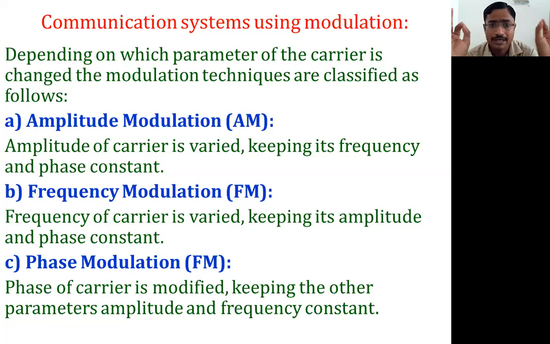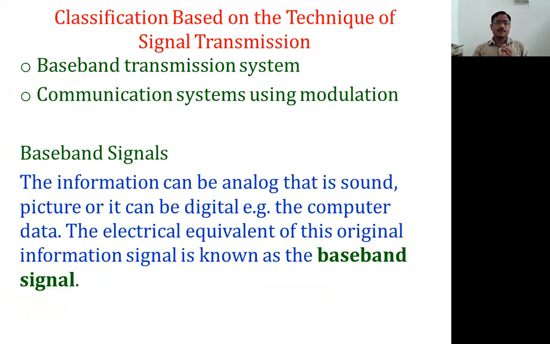So you got a clear idea that based on the technique used for communication, we have two types: baseband transmission and communication system using modulation process. Baseband signal means the original information signal. This information can be analog or digital, and the electrical equivalent of this original information is called a baseband signal.